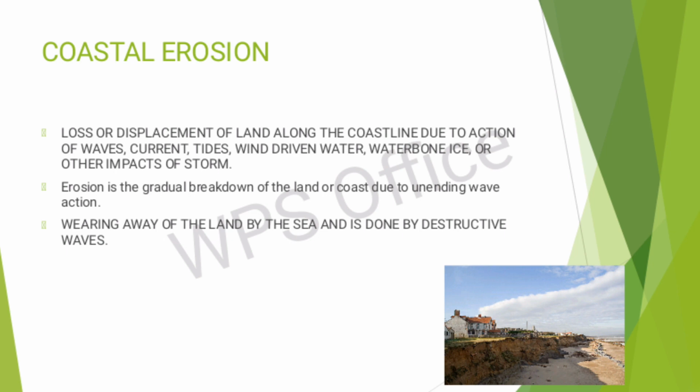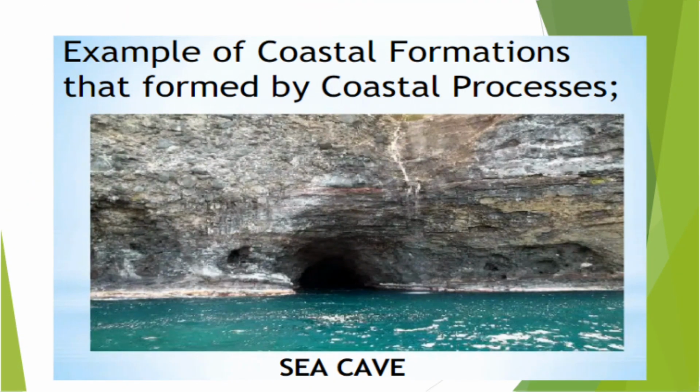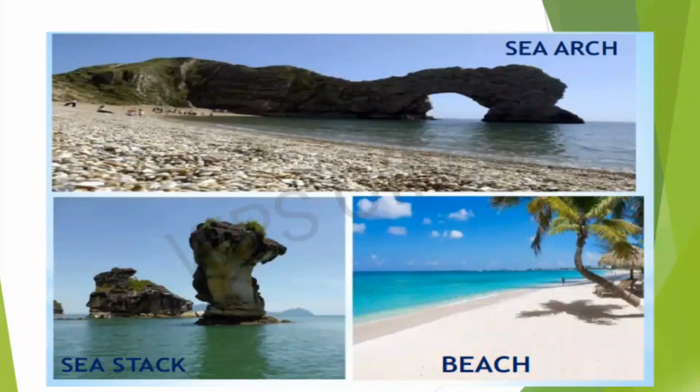Coastal erosion is the loss or displacement of land along the coastline due to the action of waves, currents, tides, wind-driven water, waterborne ice, or other impacts of storms. Erosion is the gradual breakdown of the land or coast due to unending wave action, the wearing away of the land by the sea, and is done by destructive waves. Examples of coastal formations formed by coastal processes are sea cave, sea arch, sea stack, and beach.